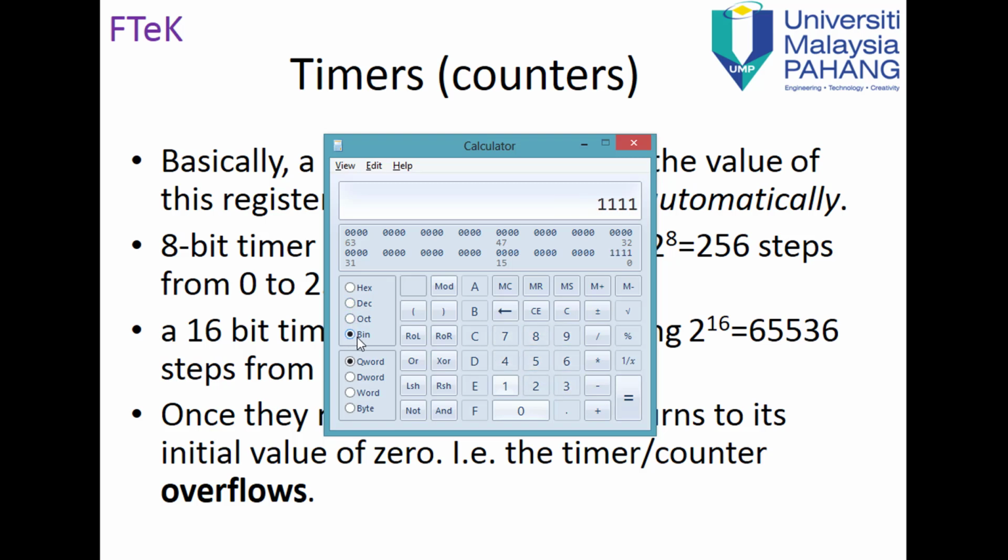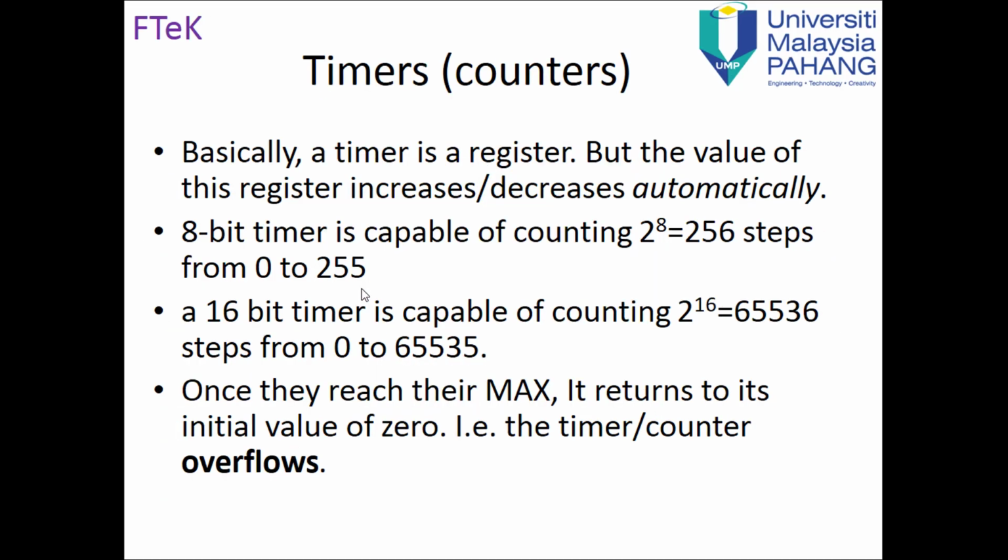Now if we have 16-bit, this is equal to 65535. So the timers of the microcontroller, we have either 8-bit or 16-bit or sometimes more. The 8-bit will count between 0 to 255, and the 16-bit is able to count between 0 and 65535. So once the register of the timer reaches its maximum, it will return back to the initial value, which is 0, and the timer counter will give an overflow flag.